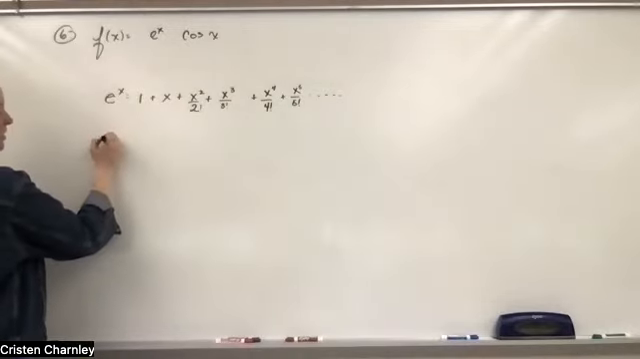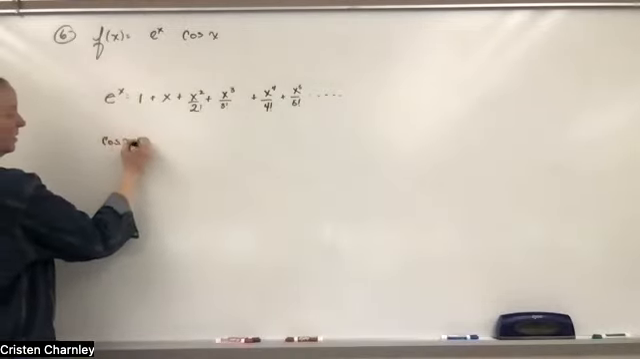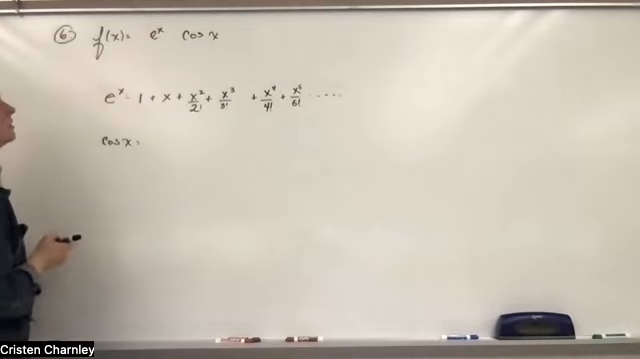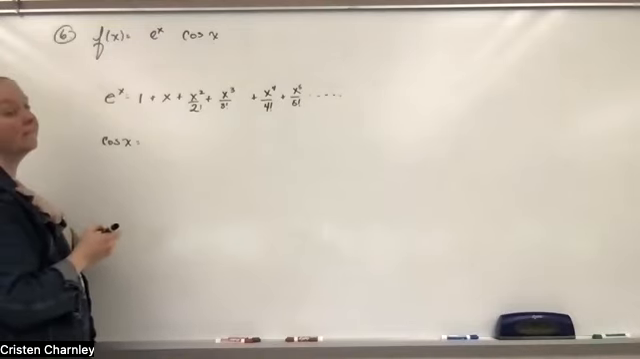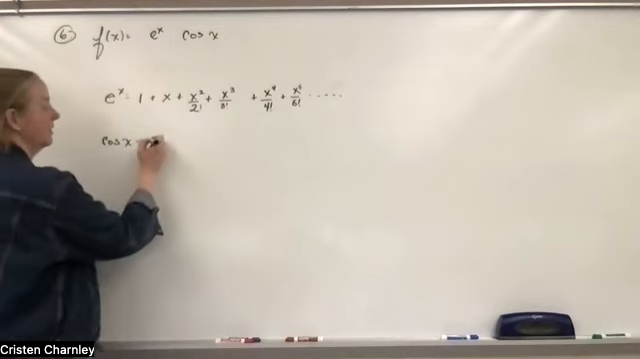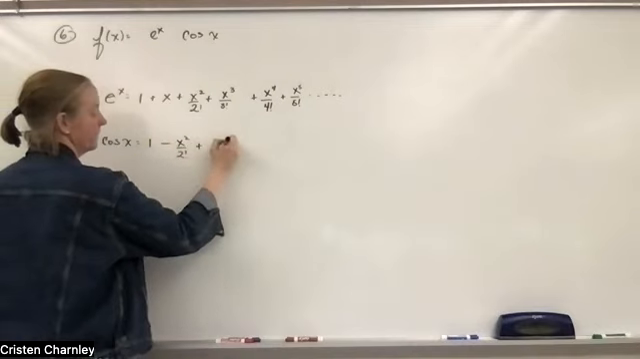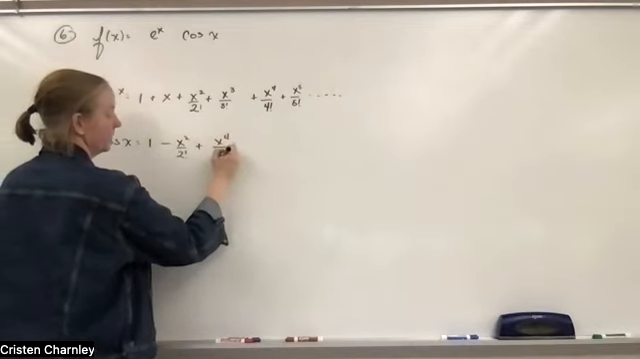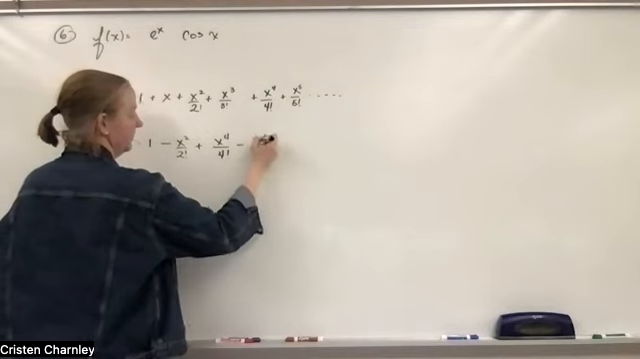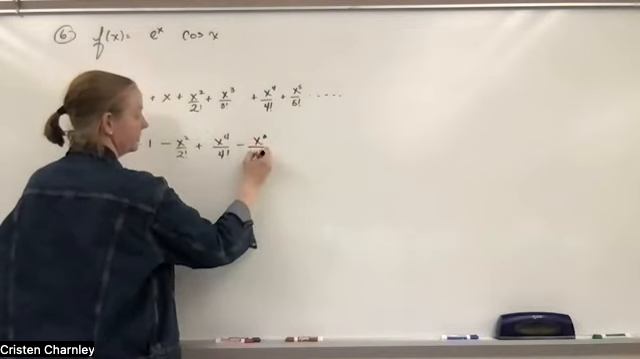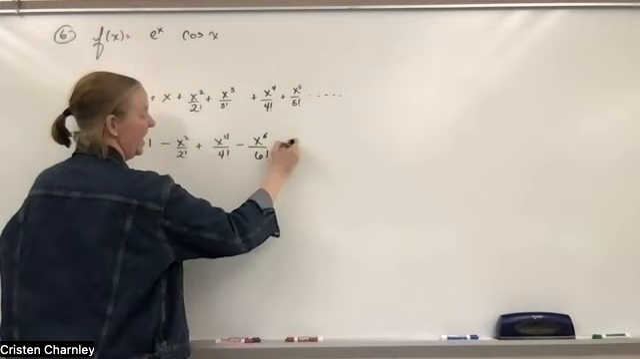What about cosine? You just said that one. One minus x squared over 2 factorial plus x to the fourth over 4 factorial minus x to the sixth over 6 factorial, and it keeps going, yes.